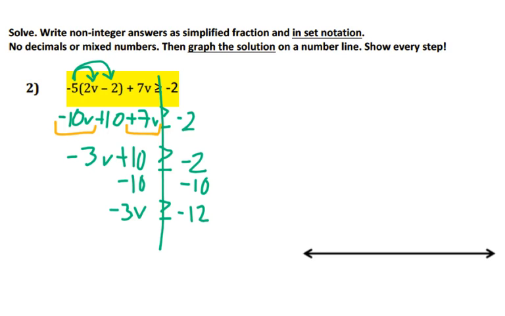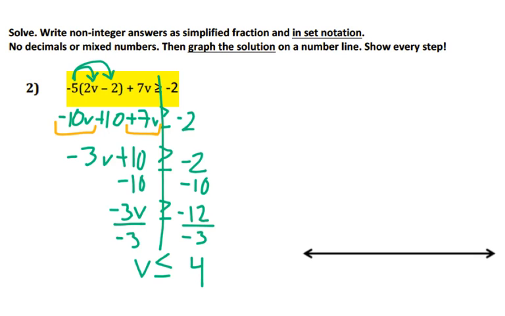And now we're going to divide, because we have negative 3 times v, by negative 3. So we get v, and on the left we get 4. Our inequality sign changes this time. It's going to flip because we divided by a negative 3. It's a negative number, so v is less than or equal to positive 4.